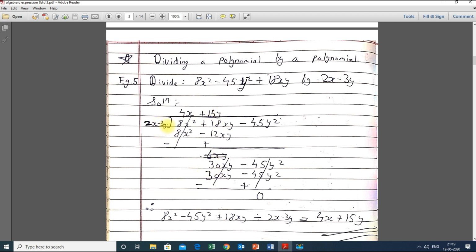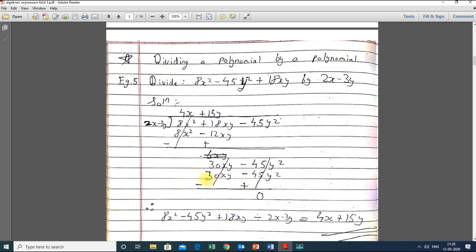Now multiply this minus 3y with 15y. So minus plus is minus, 3 into 15 is 45 and y into y is y square. Not necessarily always the second term whatever you get will be the same. Here in this case you are getting the same but not necessarily you will always get the same. So keep this in mind. Now I'll cancel this minus 45y square.